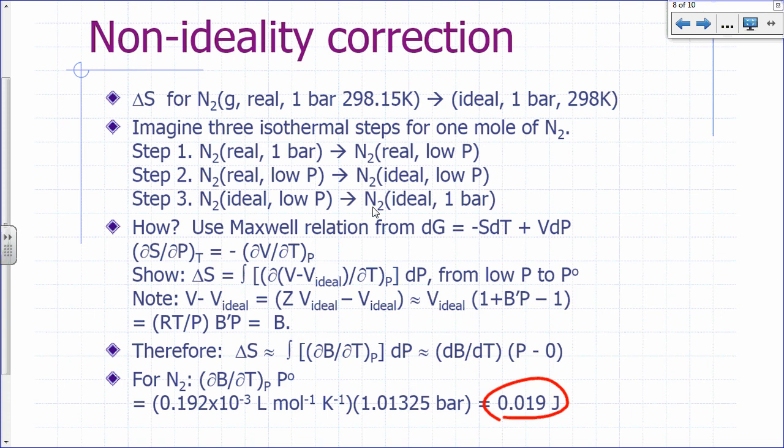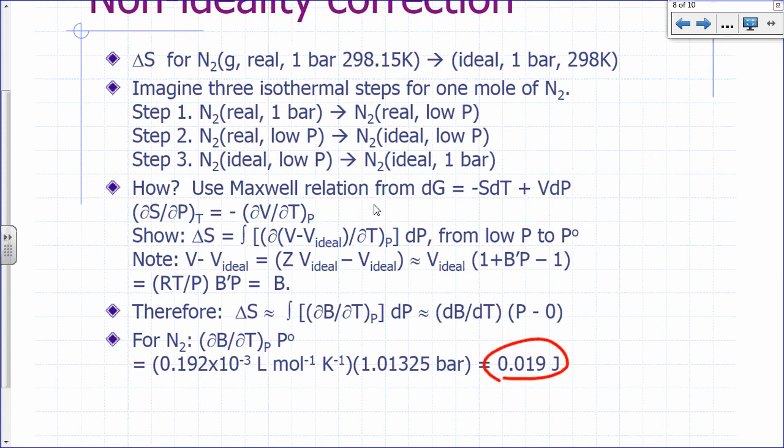All right. So delta S for nitrogen. Okay. To do the non-ideal, is it time to go? Okay. We'll discuss the correction for non-ideality next time. All right.